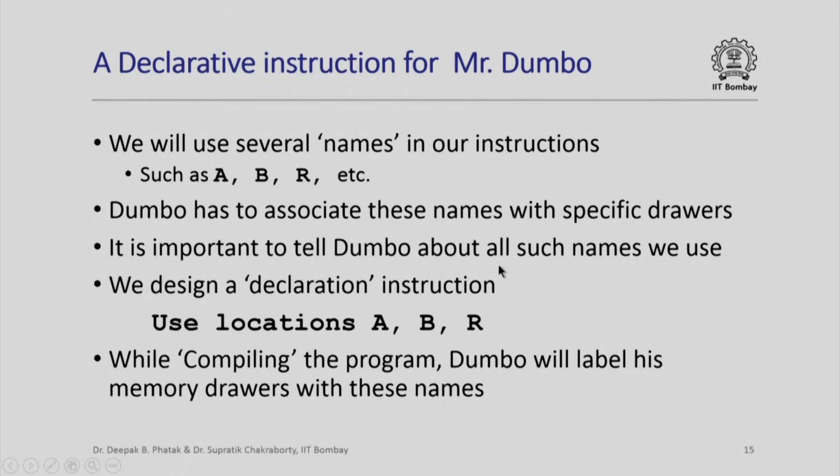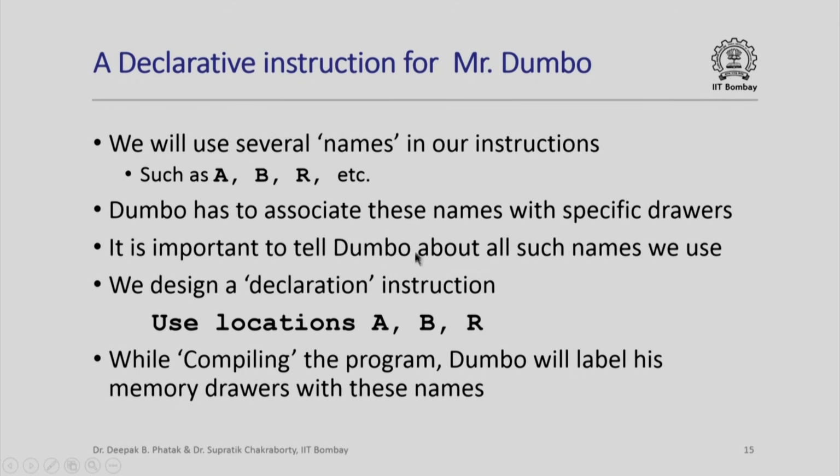We will also need to tell Mr. Dumbo what kind of names and symbols we are going to use. We will use several names in our instructions: A, B, R, etc. Now Dumbo has to associate these names with specific drawers. It is important to tell Dumbo about all the names that we will use in our program.